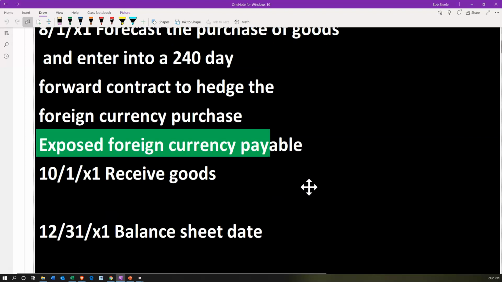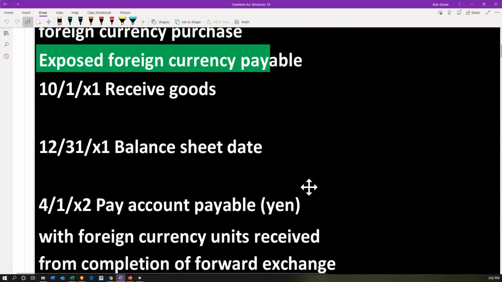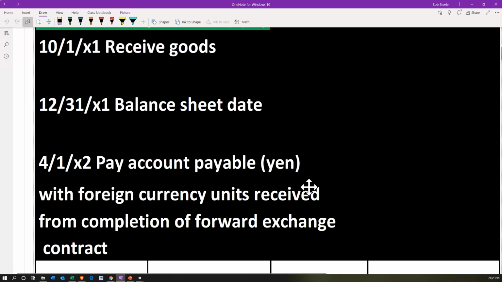Then we've got the exposed foreign currency payable. So then on 10/1/X1, we actually receive the inventory. So then we're going to get the inventory at that point in time. We're going to put it on the books, but we haven't yet paid for it. We bought it on account. So we're going to put the inventory on the books, and then we're going to have an accounts payable. That accounts payable, however, is going to need to be paid in foreign currency rather than US dollars.